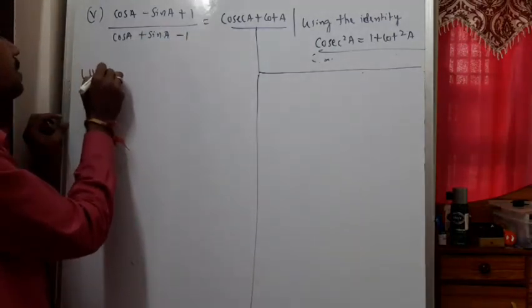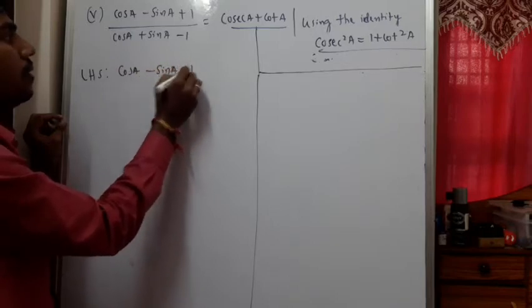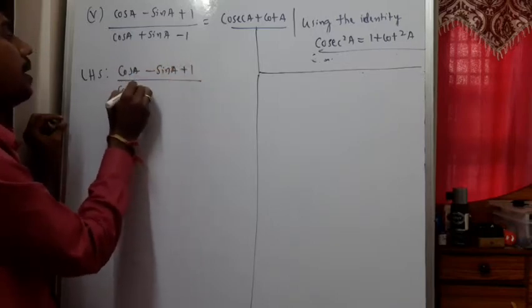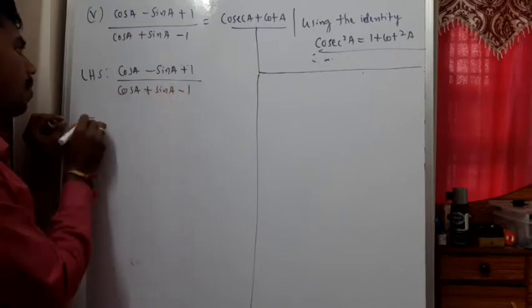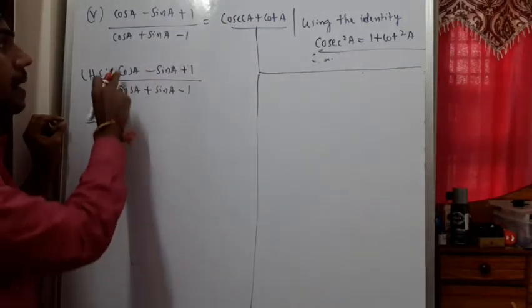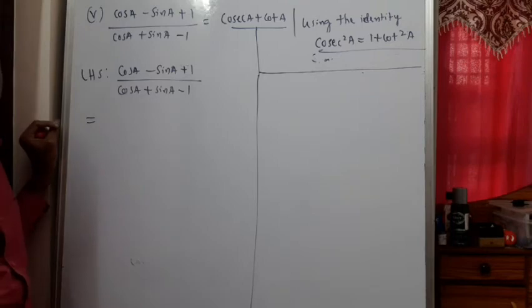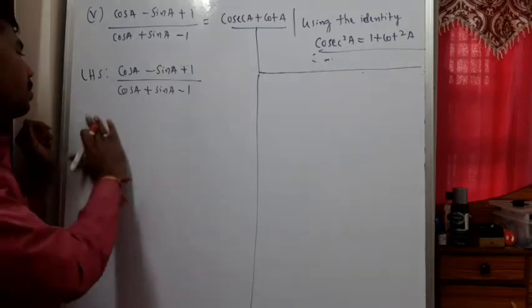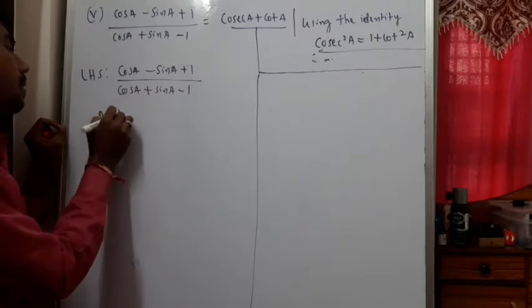Same procedure. LHS is equal to cos A minus sin A plus 1 divided by cos A plus sin A minus 1. Okay. Now, see, we need cosecant A and cot A. So cos A by sin A will give me cot A and 1 by sin A will give me cosecant A. So for that, what we need to do? We need to divide the entire equation by sin A.